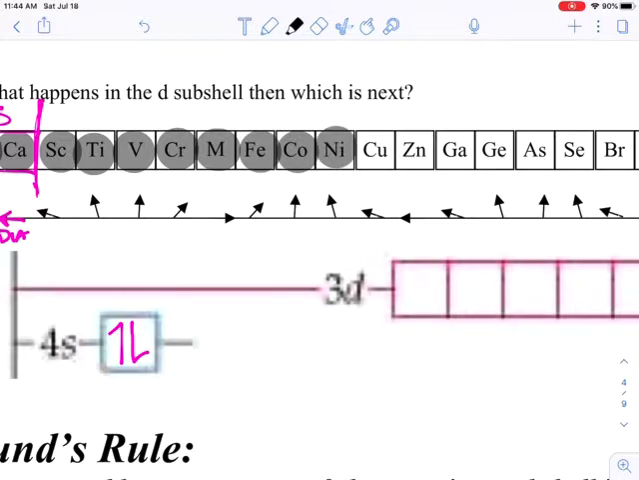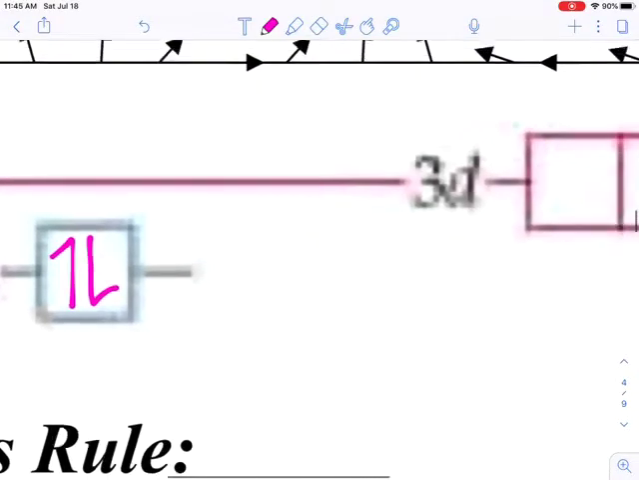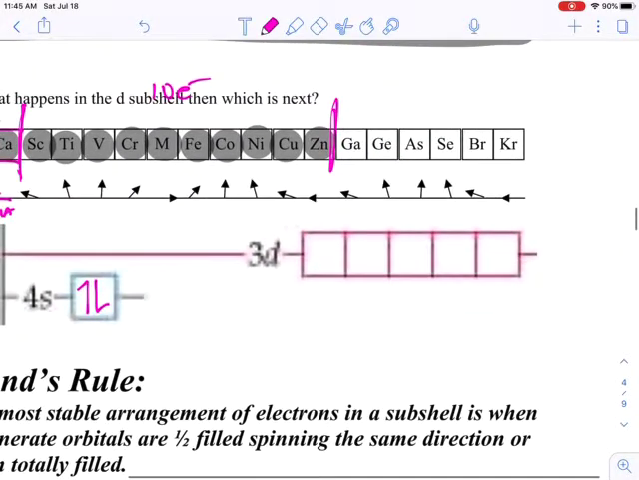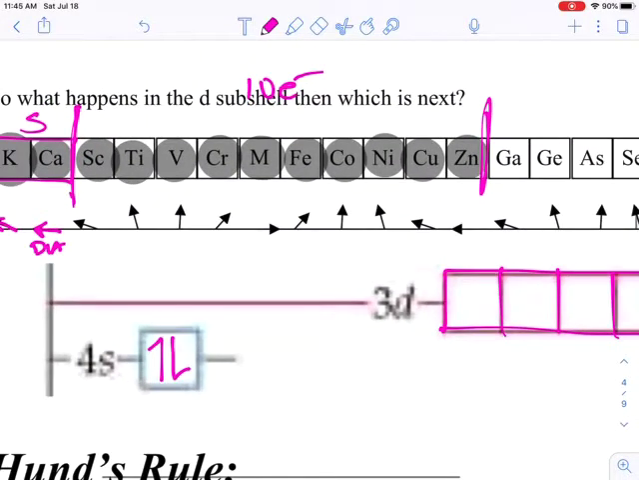Now take a look in the 3D subshell. We're going to start with scandium and go all the way over here to zinc. And in that subshell, there are 10 electrons. And if there are 10 electrons, and we know that you can fit 2 electrons in a box, then how many orbital boxes are you going to need for the Ds? Well, that's pretty simple arithmetic. 10 electrons, 2 electrons per box, you're going to need 5 boxes here. All right, so there they are, 1, 2, 3, 4, 5 boxes.